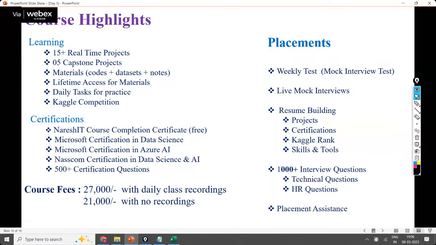Is the point clear? If you are irregular, go with the recordings. Regular students don't go for recordings. If you are practicing regularly, there is no need of recordings. Sir, I'll forget. No, sir, that forgetting concept is for irregular students, not for regular students. If you practice regularly, how will you forget? This is not one night of preparation before an exam, remembering and writing the exam the next day.